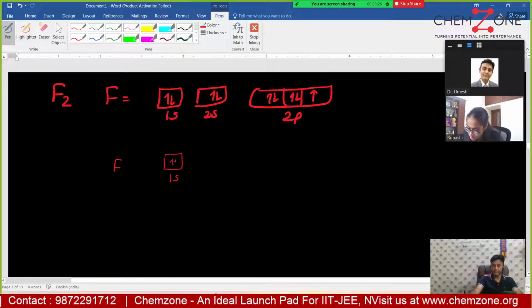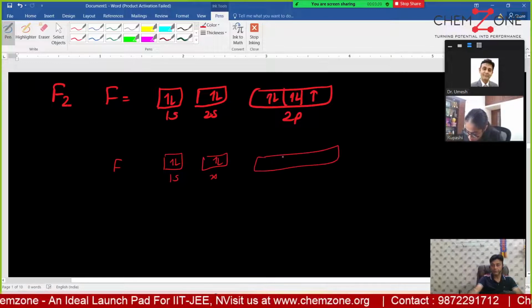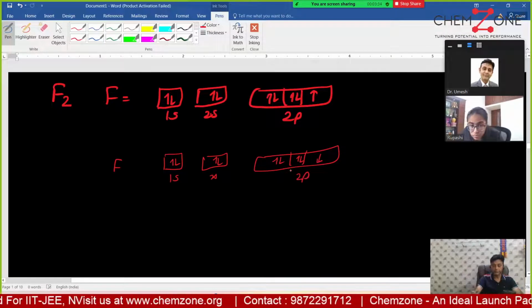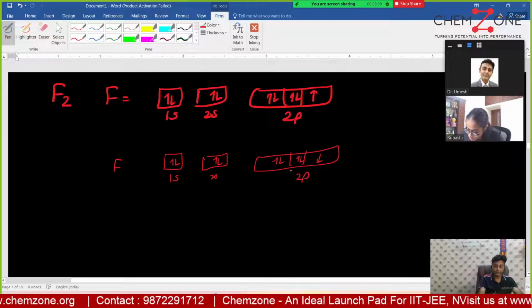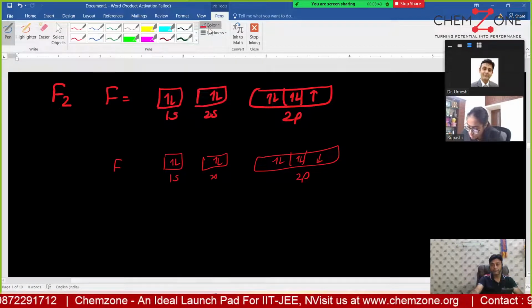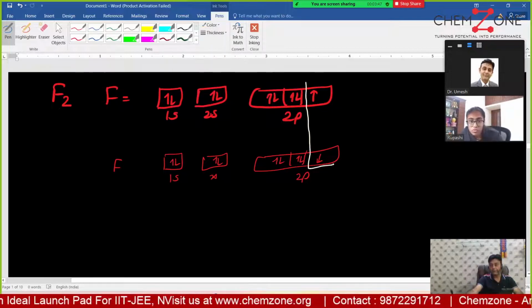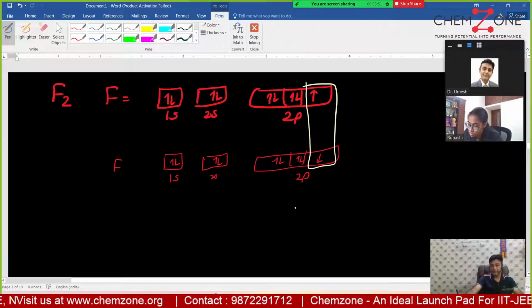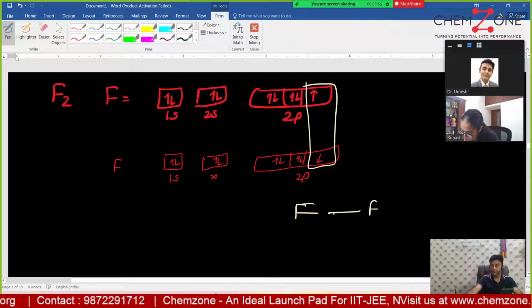But with downward spin. 1s2, 2s2, so these unpaired electrons take part in bonding, right? So an F single bond F bond is formed.